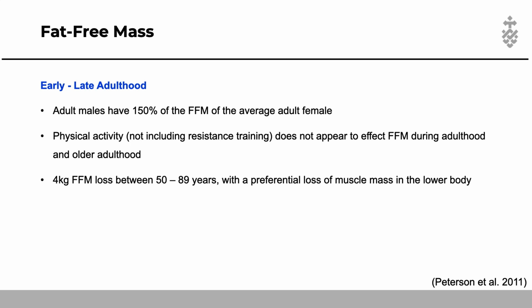So when we begin to approach older adulthood, we end up actually losing fat-free mass, and there's an approximate loss of around 4 kilos between 50 to 89 years of age. It doesn't sound like much, but 4 kilos is quite a lot of fat-free mass. This is mainly due to the atrophy of muscles. So muscle mass is lost, and it's lost preferentially from the lower body.